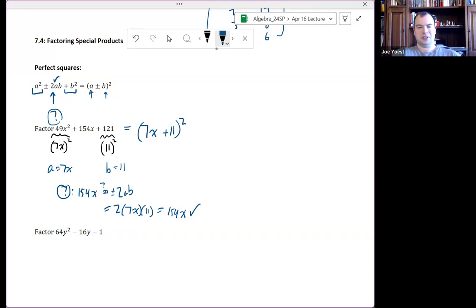When I FOIL this out, my first gives me 7x times 7x, or 49x². That checks out. My last gives me 11 times 11, or 121. That checks out. My outside, I'll write it out just so we can keep track of what's going on, gives me plus 77x. My inside gives me another plus 77x. Adding those two together does give me plus 154x. My cross term does match. So I do see that this is a perfect square trinomial.